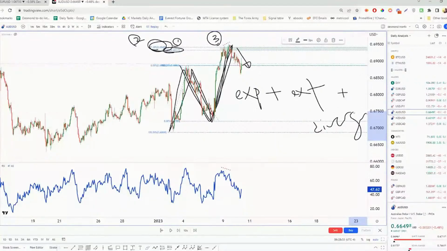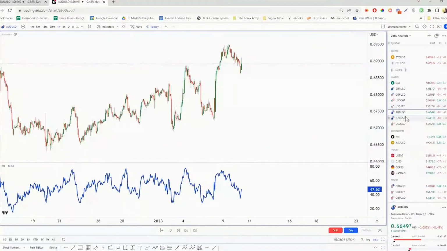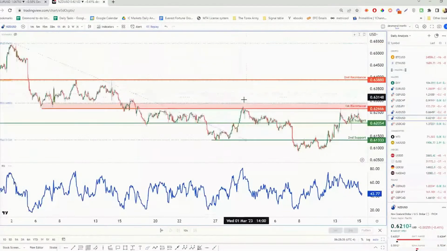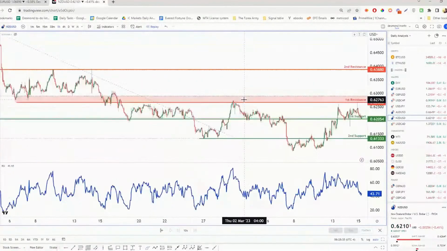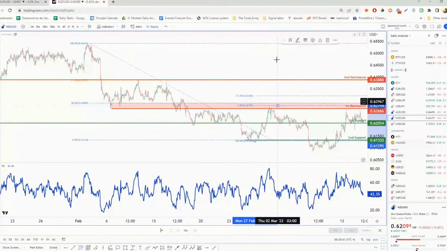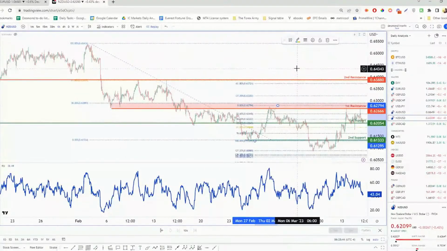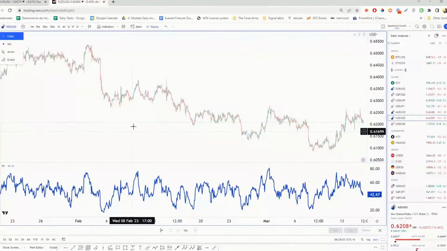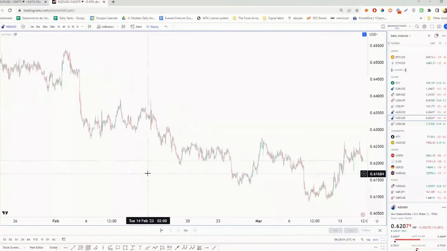Okay, let me try to look for a couple more examples. Right, so we got Kiwi dollar. Okay, there we go. This example, I should be able to show you a little bit more confluence over here.